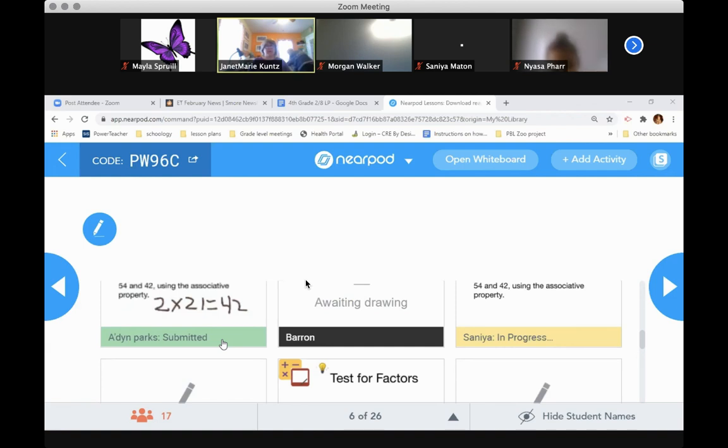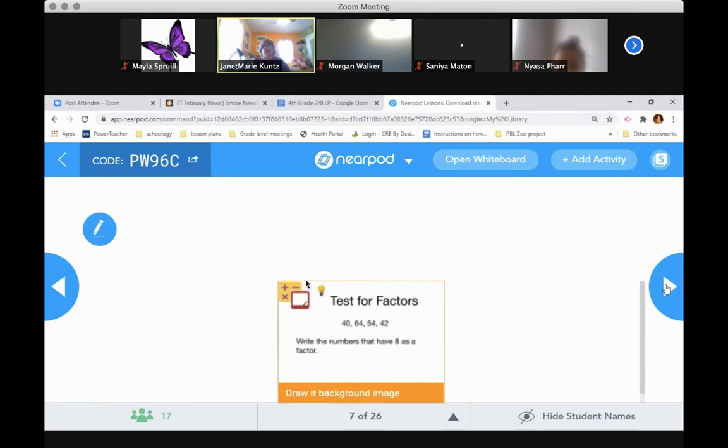54 divided by 2, you'd break that down. 54 would be, you could do 40 and 14. End up being 27. And then 42, it would be 30 divided by 3 equals 10. 12 divided by 3 equals 4. And then 40 and 2, which would end up being 21. All right.